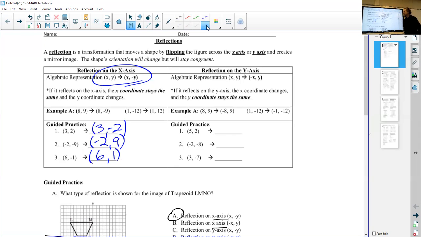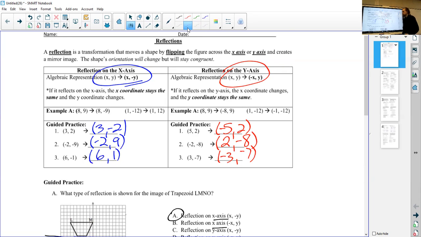Okay? And then the same is true, except different, if you go across the y-axis. So if we go across the y-axis, our y will stay the same, and we flip the sign of our x value. So same thing. (5, 2) would become (negative 5, positive 2). Let's see, (negative 2, negative 8) becomes (positive 2, negative 8), and (3, negative 7) would become (negative 3, negative 7). So don't overthink it.